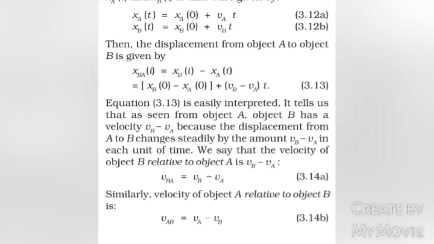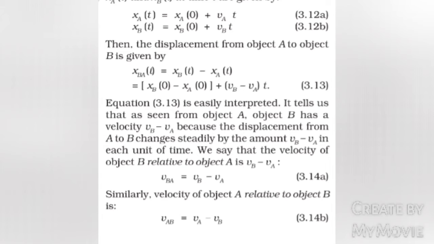Then the displacement from object A to object B is given by xBA(t) equals xB(t) minus xA(t), which equals xB(0) minus xA(0) plus (VB minus VA) into t. Equation 3.13 is easily interpreted. It tells us that as seen from object A, object B has velocity VB minus VA because the displacement from A to B changes steadily by the amount VB minus VA in each unit of time. We say that the velocity of object B relative to object A is VB minus VA.